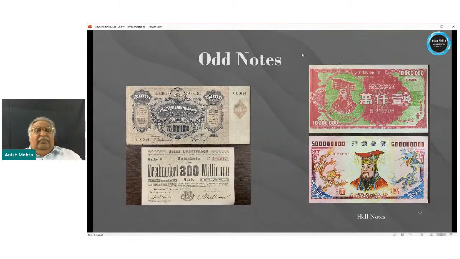Odd denomination notes. You see 75 million. You find 300 million, which are not normal denomination currencies which you would normally find. Here you see what is known as a very odd type of currency, which is known as hell notes. These are basically used in China, where when a person has expired and when they are cremating him, they use this money to be put into the fire, so that this money can be used by the deceased in his afterlife. So these are hell monies which are put into the fire at that particular time.